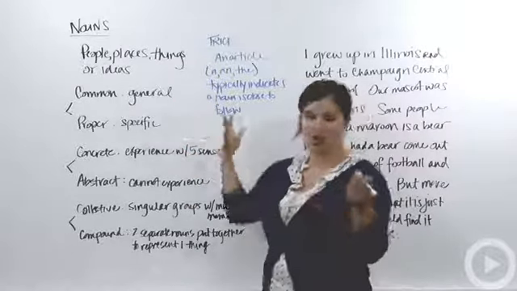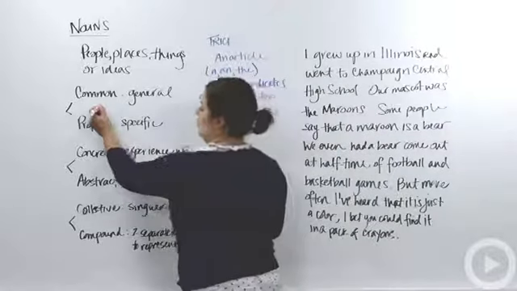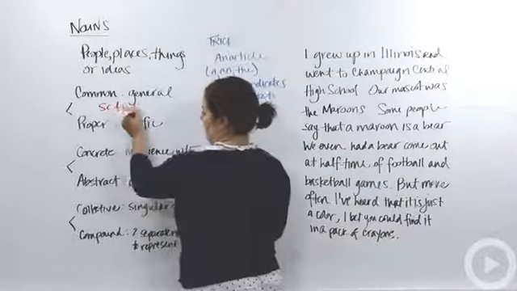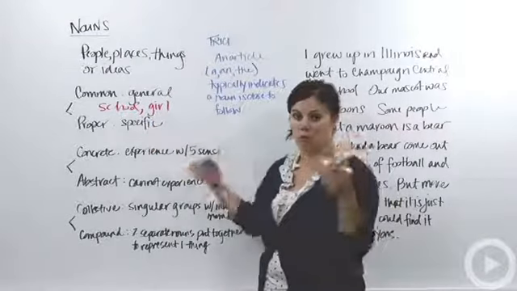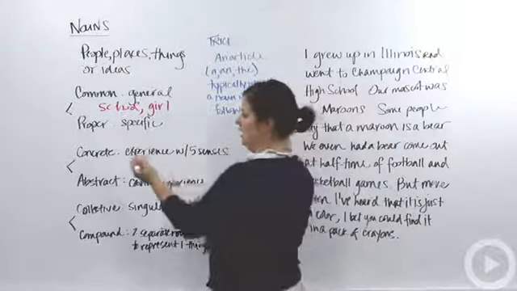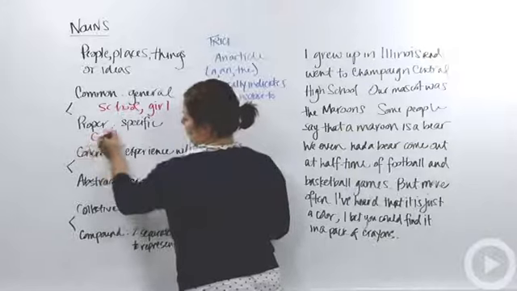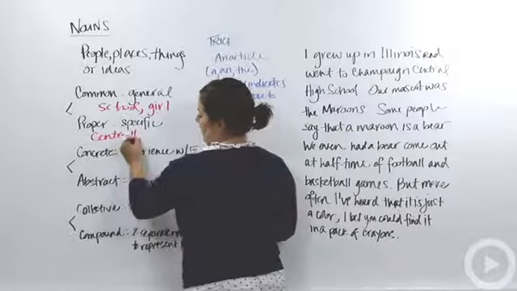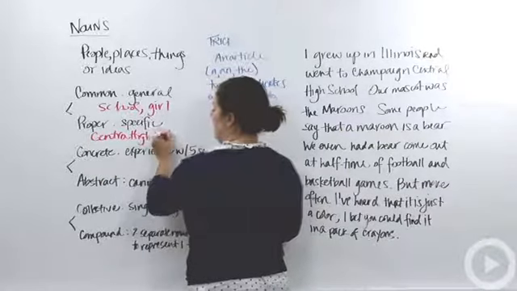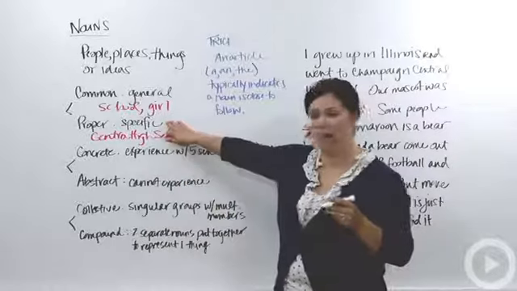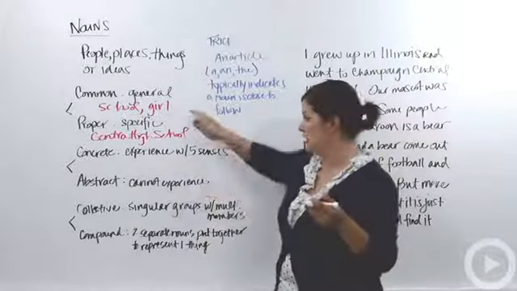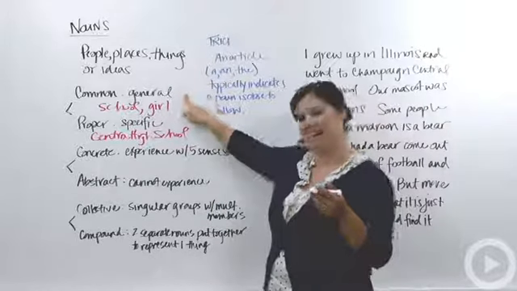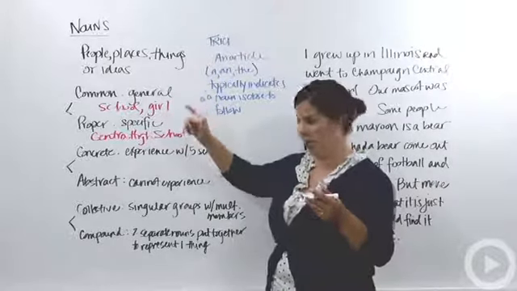Now, common nouns are general items, things like school or girl, while proper nouns are more specific, the actual names of those things. Central High School would be a proper noun, and we can identify proper nouns because we capitalize them. Names of places or locations, things like that. And note that a noun can either be common or proper, it can't be both.